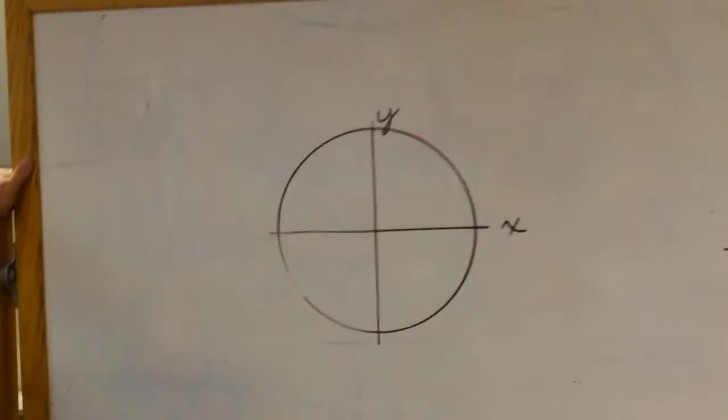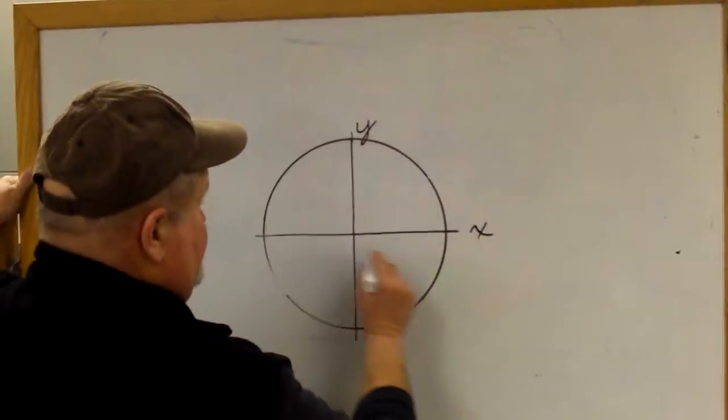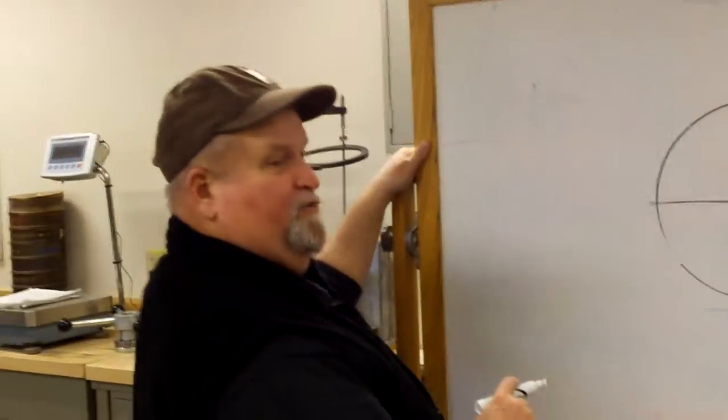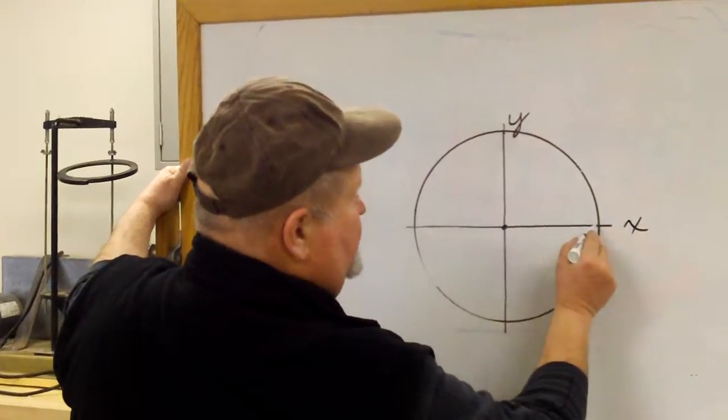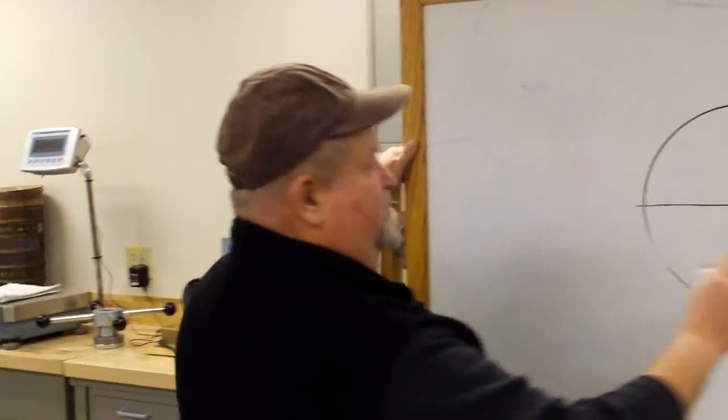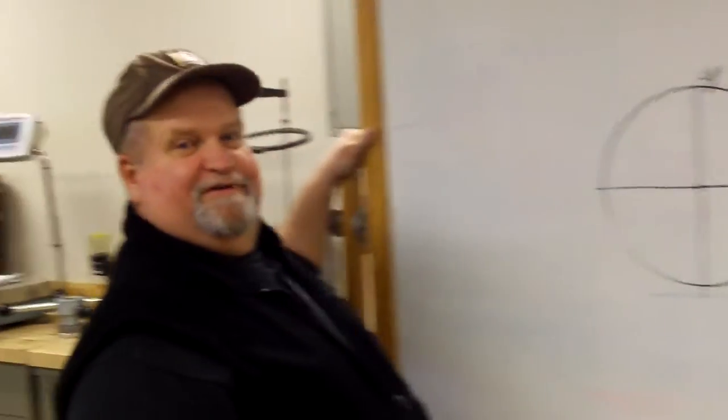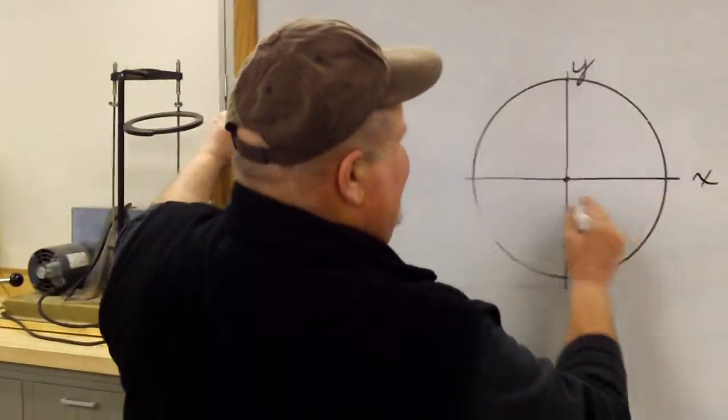Here's a little more circle knowledge. This is the unit circle. This is a 1 unit circle. So the dimension from the center to here is 1 unit. No matter what size it is, we're calling it 1 unit. It's unitless.